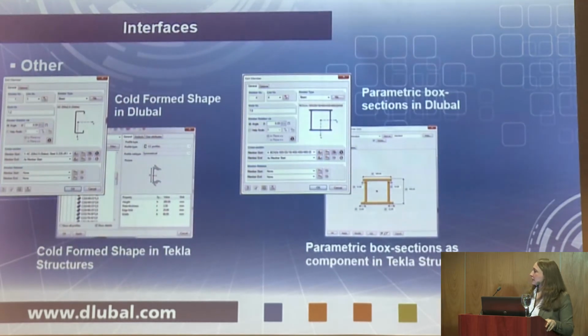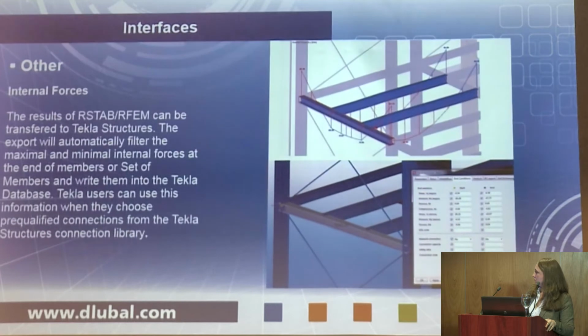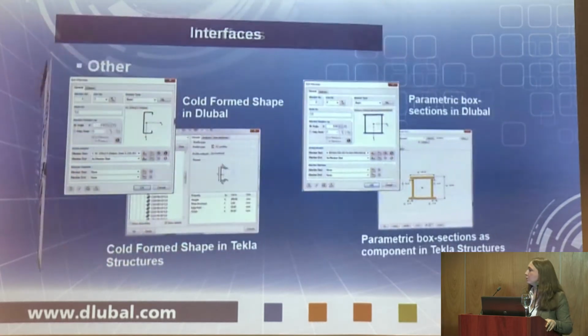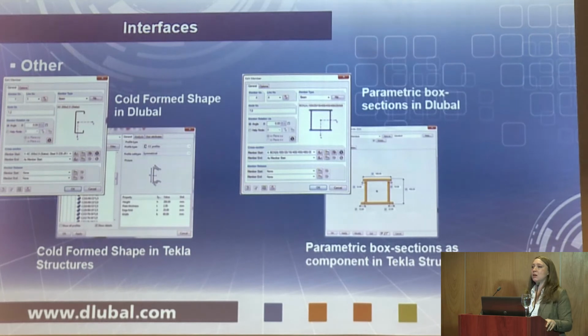Also important, we are able to import and export all kinds of cross sections. Everything is written in the mapping file, and we can deal with cold formed shapes, box cross sections, parametrical ones. In this mapping file you can also save the data about any kind of special cross sections that are not in our basic library in our program.